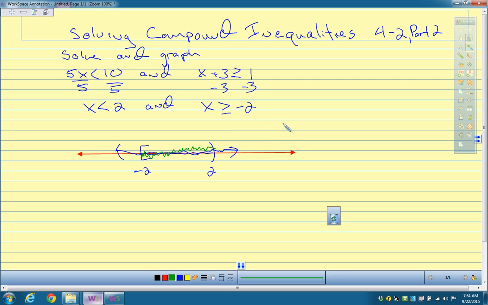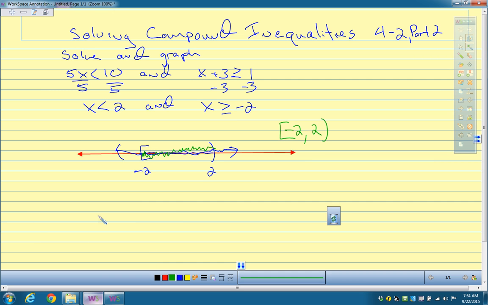Go ahead, Quinn. It would just be the bar. Yep. And then negative 2. Good. Comma 2. And like the curve. Perfect. Okay. So negative 2 up to 2, not including 2, but including negative 2. That's how you'd write it with the bar.